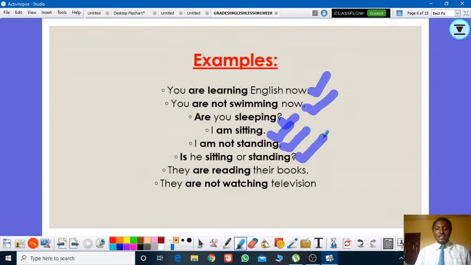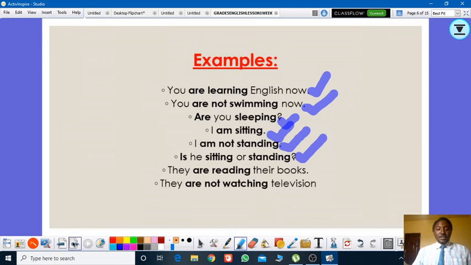They are not watching television. So you can see that with this use of now, we use the present continuous tense to tell what is not happening now and what is happening now.